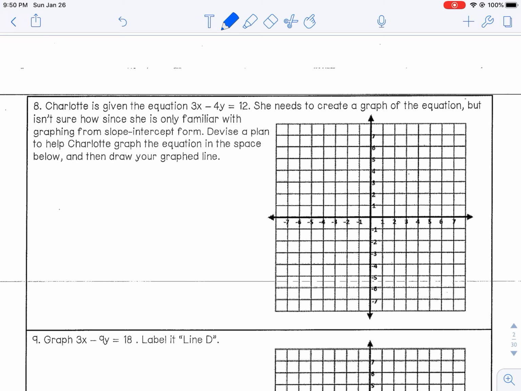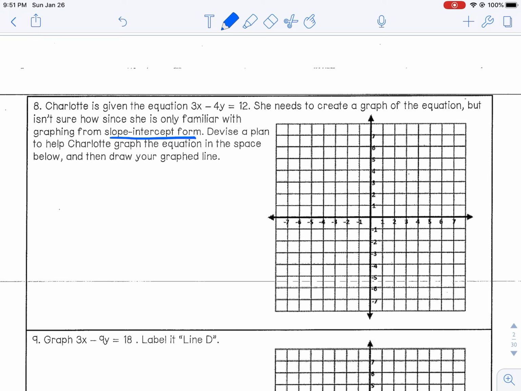Okay, so we have an equation that is not in slope-intercept form. Charlotte is given an equation. She needs to create a graph of the equation, but isn't sure how since she's only familiar with graphing in slope-intercept form. Okay. Devise a plan to help her graph the equation in the space below.